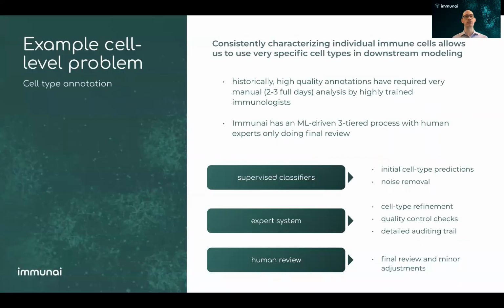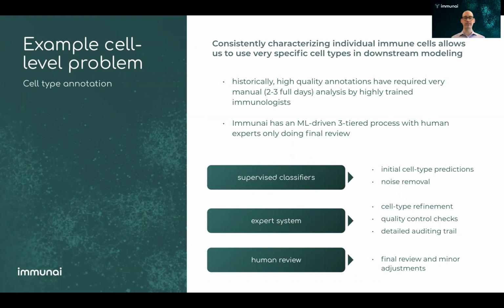Another example of a cell level problem that we have to solve is cell type annotation. Consistently analyzing and characterizing individual cells allows us to be really specific in the subsets that we use downstream. And we'll see how that's impactful in a few slides. But historically across the industry, high quality annotations require a really manual process by very highly trained expert immunologists. It takes many days.